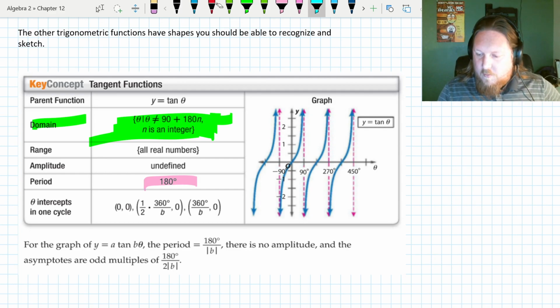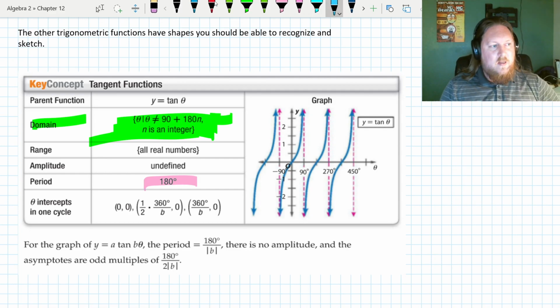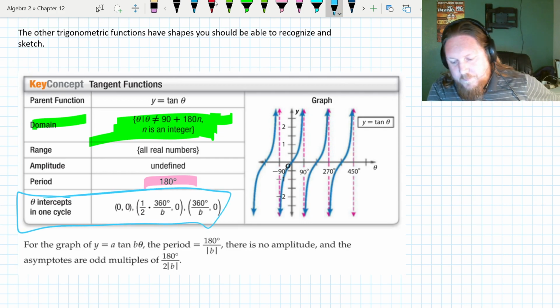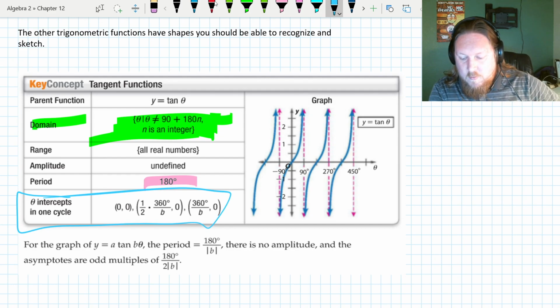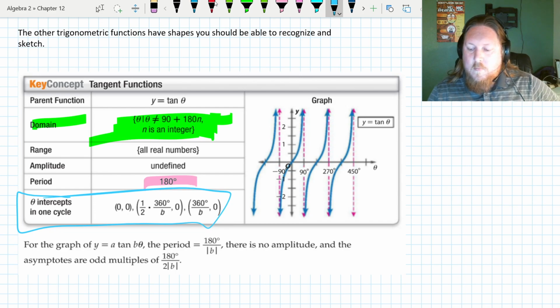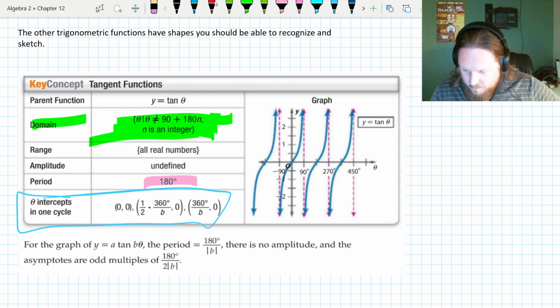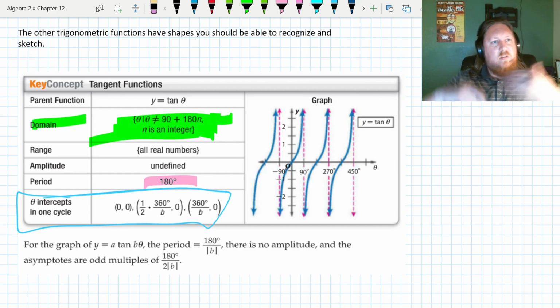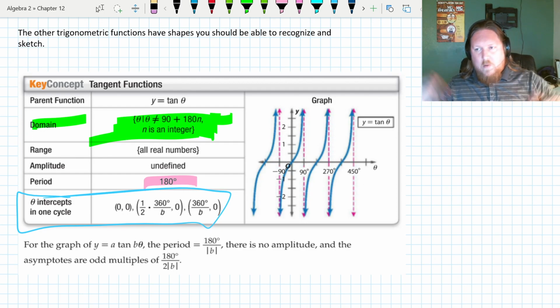A couple important things here. Just like sine and cosine, there are ways to find the intercepts inside of one cycle. And for that, they do consider the weird shape, like the shape split by the asymptote. But another important thing is there's no amplitude. It goes to positive and negative infinity. How can you have a minimum or maximum? That doesn't make any sense.